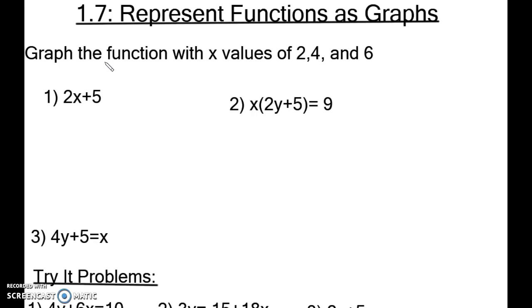Welcome to lesson 1.7, representing functions as graphs. This is the final lesson for the unit. Let's dive in.